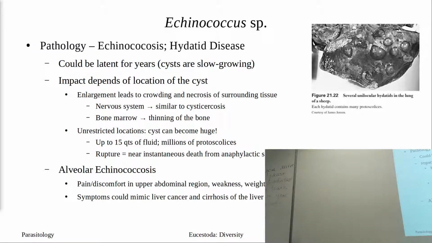In unrestricted locations, like let's say in the body cavity, just in the mesenteries, you can develop very, very large hydatid cysts. Size of a bowling ball, say. Some of the largest have been up to 15 quarts of liquid, and they have millions of protoscolices inside of them.